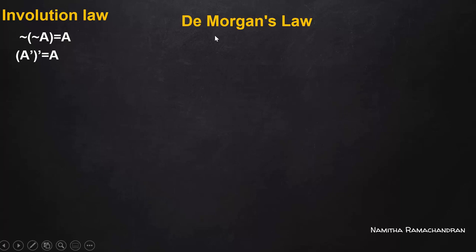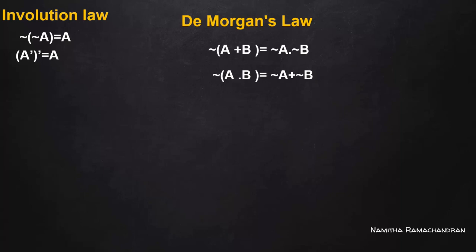Right? Next is another important law, that is the De Morgan's law. Okay, so this is complement of A or B is complement of A and complement of B. Similarly, complement of A and B is complement of A or complement of B. This one is a very important law. Keep this in your mind. Okay, this will help you for solving various Boolean expressions.